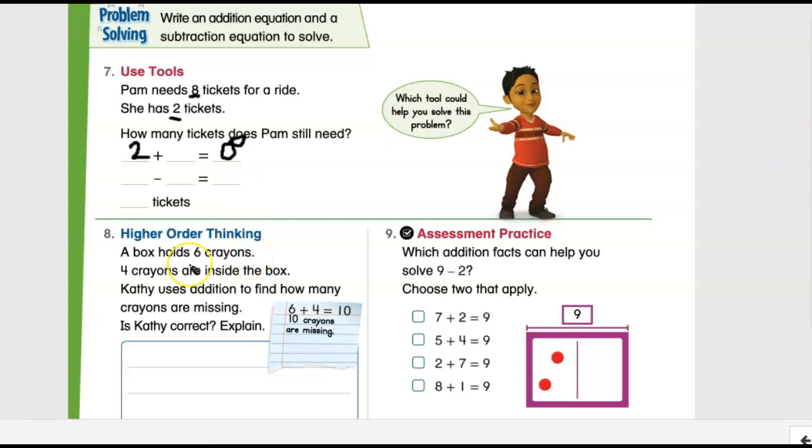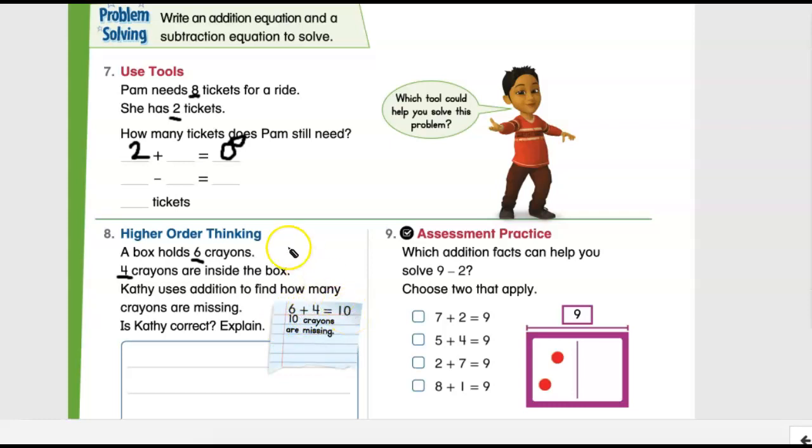Number 8 says, a box holds 6 crayons. 4 crayons are inside of the box. Kathy uses addition to find out how many crayons are missing. Is Kathy correct? Yes or no? So Kathy is saying that there are 10 crayons that are missing. She used the problem 6 plus 4 equals 10.